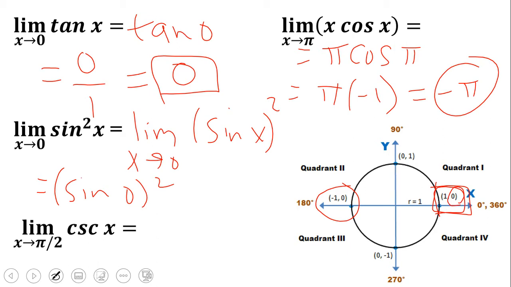The sine is the y value, which would be 0. If you go ahead and plug 0 in for the sine of 0, you get 0 squared, which of course everybody knows to be 0.